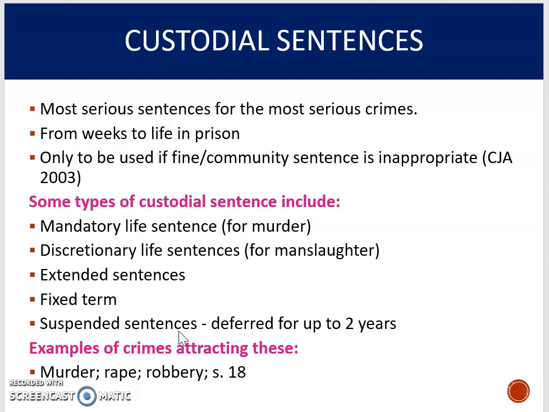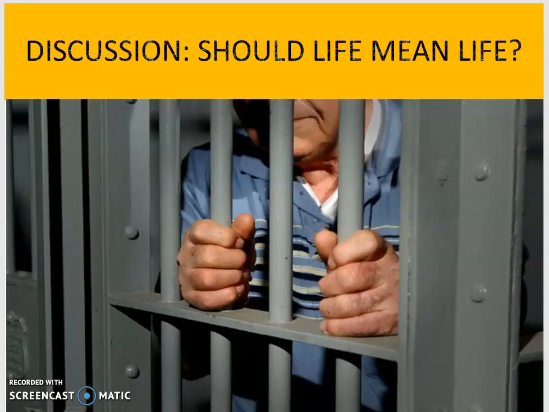In 2017, 53,148 offenders had a suspended sentence order imposed, representing about 4% of offenders sentenced. One of the big debates really to do with custodial sentences is the discussion about whether life should mean life. So we know that a life sentence for murder means that they will be on licence for life and they'll usually have a set tariff.